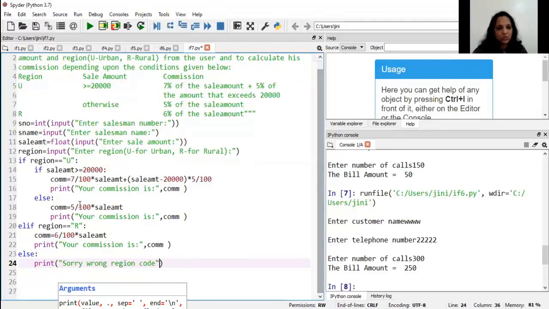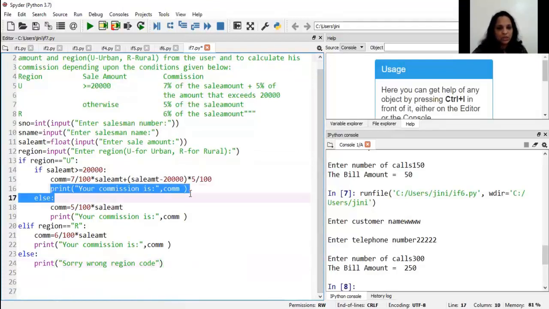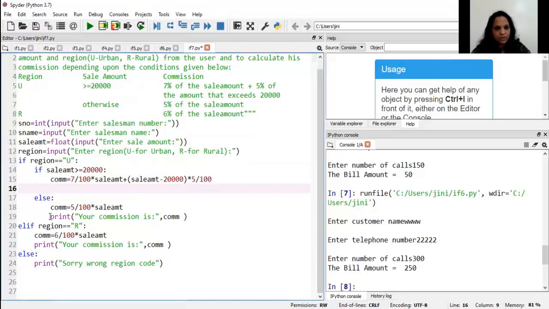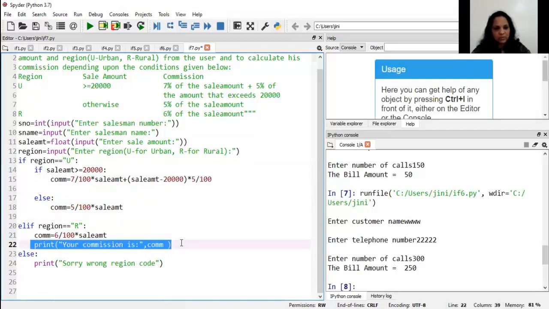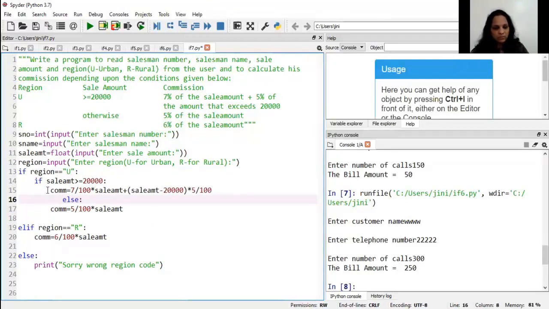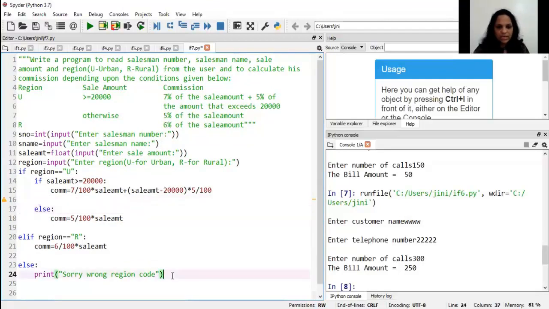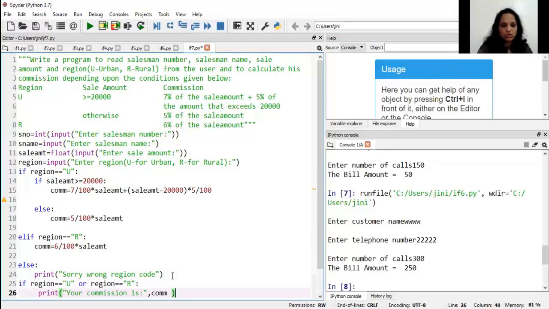Another alternative would be, don't write it multiple times. I could show you another alternative. This is perfectly fine. You could do this. Just calculate commission. In the end, before displaying the commission, you check if region equals U or region equals R. Only in that scenario you display the commission.